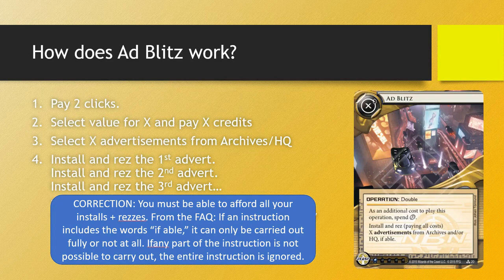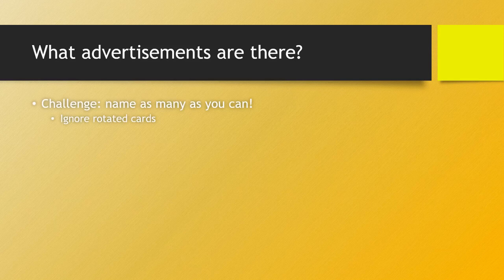That doesn't happen. Just as with False Lead, which uses the if able clause, if you only have 1 click left and someone forces you to lose 2 clicks if able, you can't lose 2 clicks, so nothing happens. So with that said, I think a natural follow-up question is, what advertisements are there in the card pool that Ad Blitz can rez for you?